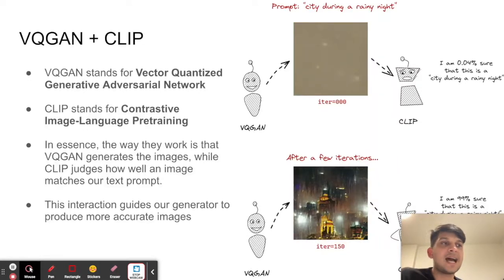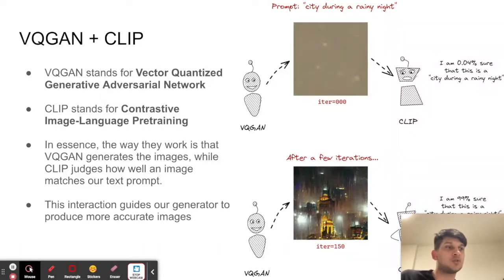So VQGAN stands for Vector Quantized Generative Adversarial Networks. It was first proposed in the paper Taming Transformers by University of Heidelberg in 2020. So it combines convolutional neural networks, traditionally used for images, with transformers, which is traditionally used for language, and it's great for high resolution images. Whereas CLIP stands for Contrastive Image Language Pre-training. It was proposed by OpenAI in January of 2021, along with GPT, but I think only CLIP was open sourced. It's a model trained to determine which caption from a set of captions best fits a given image.